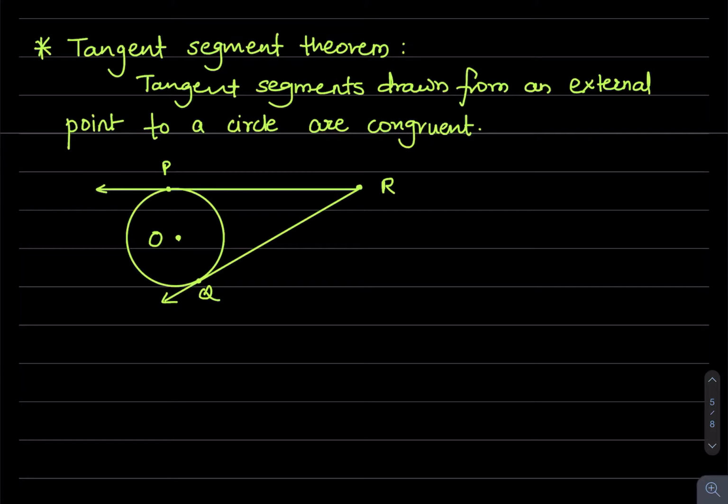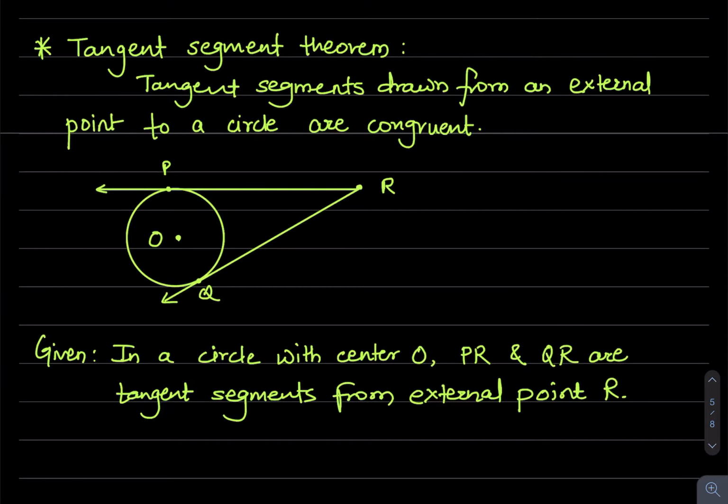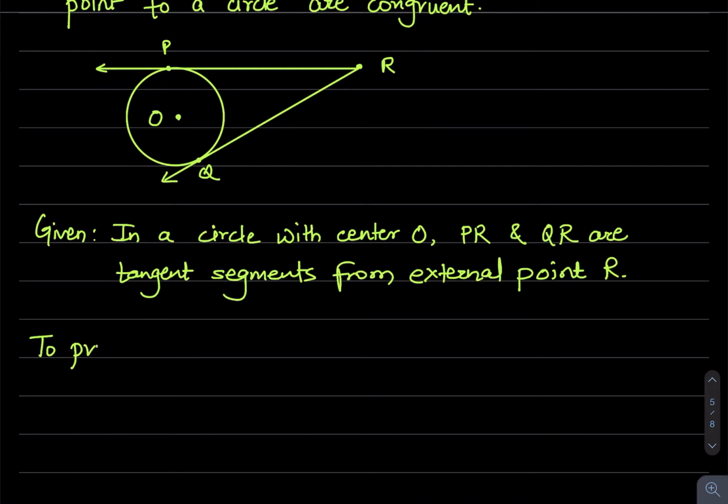So given, I will write first given, in a circle with center O, PR and QR are tangent segments from the external point R. So to prove, these two tangent segments are congruent, so PR is congruent to QR.